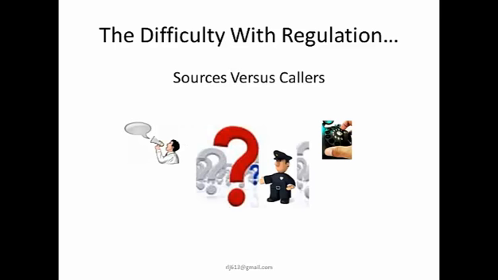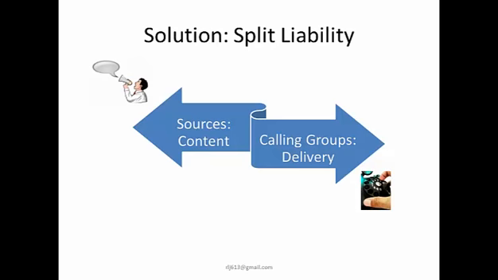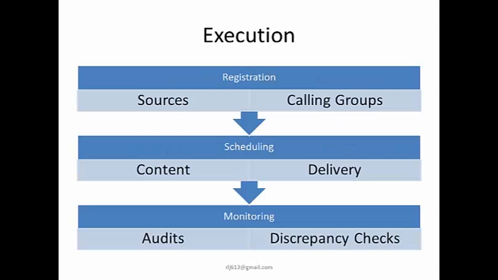The problem with regulating robocalls is the multiple agents involved. There are sources that provide the material and callers that do the actual connections. Who then takes responsibility for content? The solution is a split liability. The sources are responsible for the content itself and the calling groups for the delivery.